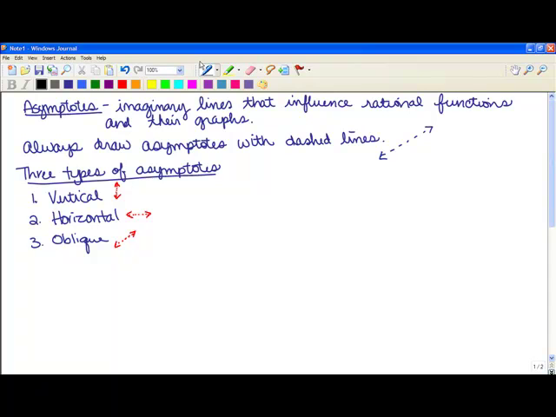The first type is a vertical asymptote. The second type is a horizontal asymptote. And the third type is an oblique asymptote. I will show you how to find each type of asymptote in separate videos. For this video, we'll look at finding vertical asymptotes.